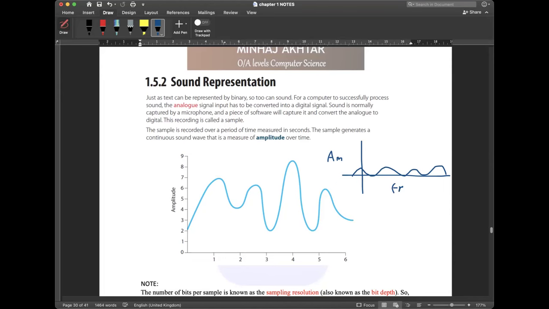Frequency, like the number of waves in a second. Exactly. And amplitude means the loudness of the sound, right? Okay. So the data which is going to be accepted by the computer, this wave data, which data is it? Analog or digital?